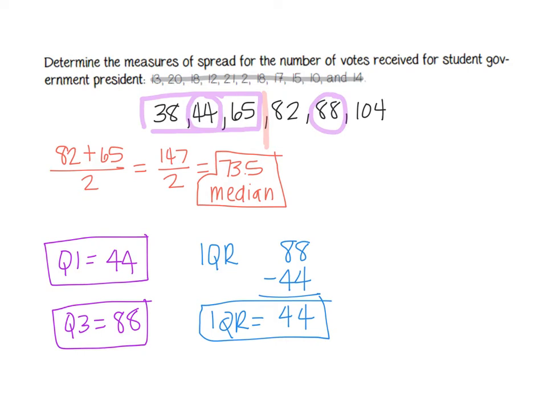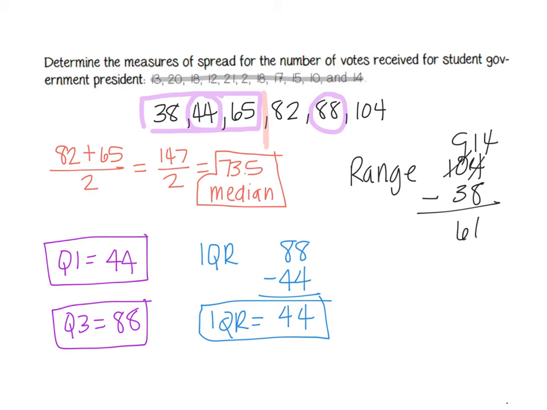Oh, and I did forget my range. So for my range, I take my largest number, which is 104, and I subtract my smallest number, which is 38. When I do all that magic that we do of regrouping, I will have 66 as my range. Notice it's labeled, it's boxed, life is good. So when you're finding all these different pieces, you do need to label.